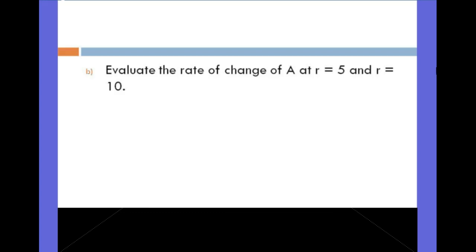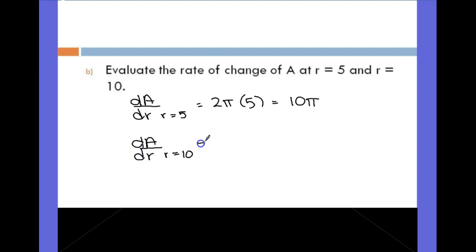All right, evaluate the rate of change of A at r equals 5 and r equals 10. So what we do to represent rate of change at a point is you'd write dA/dr, and then you'd put a little r equals 5. So what that means is it's the derivative of the area with respect to r at r equals 5, and then you plug it in. And then you do the same thing here. So you get dA/dr at r equals 10.